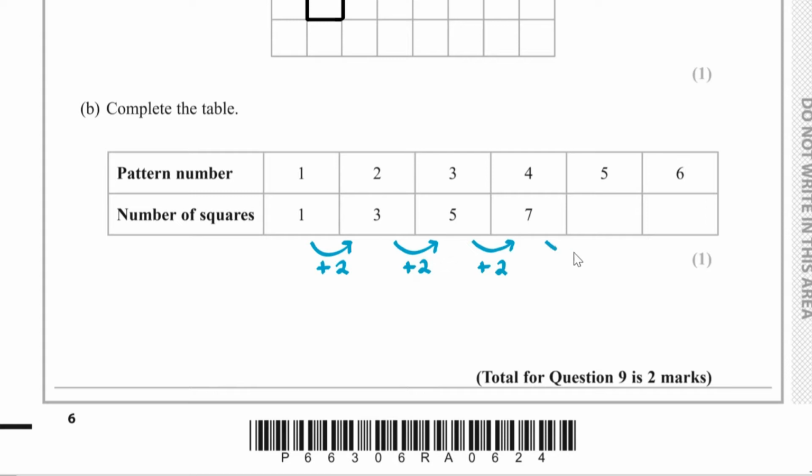So if I do 7 plus 2, that gets me 9. We've got 9 squares for pattern number 5. And for pattern number 6, we would have to add 2 again to get 11. Pattern 6 has 11 squares.